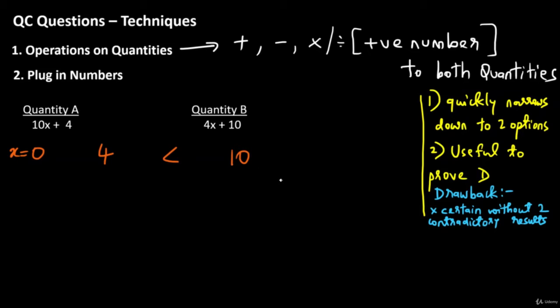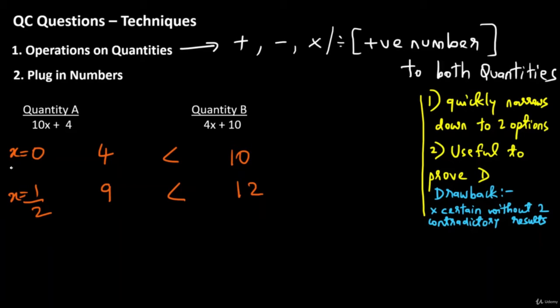Alright, now what if you substitute x as 1 by 2? Let's try that. In quantity A, you have 10 into 1 by 2, which is 5, 5 plus 4, which is 9. So you get 9 in quantity A, and in quantity B, you have 4 into 1 by 2, which is 2, and 2 plus 10, which is 12. So again, you have 9 and 12, and the relationship is the same.